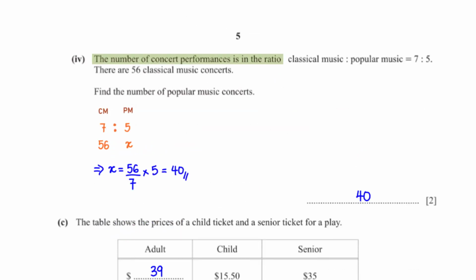The number of concert performances is in the ratio classical music is to popular music equals 7:5. There are 56 classical music concerts. Find the number of popular music concerts. First, we set up the ratio. From here, when we cross multiply and make x the subject, this is what we have, which is equal to 40.